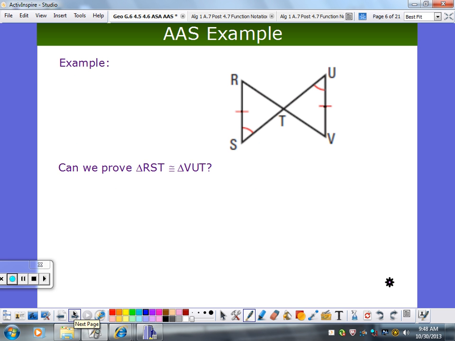Here we go. So this one for sure we know works great. Here's an example. Can we prove these two triangles congruent? Let's see, what am I given? S is congruent to U. And I've got RS congruent to VU. What can I do? RTS and VTU. Why are they congruent again? Vertical angles are congruent. So what? Now what? Why can I come to my conclusion now? Angle, angle, side.